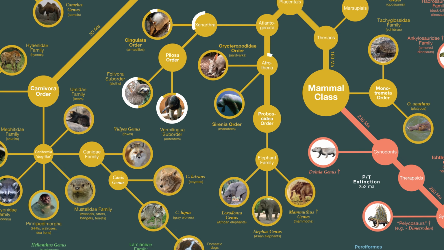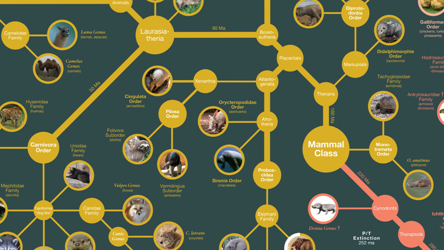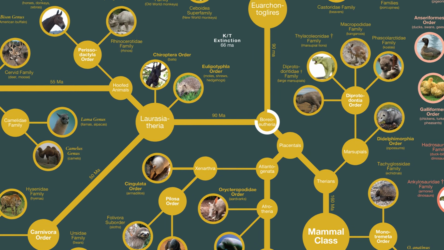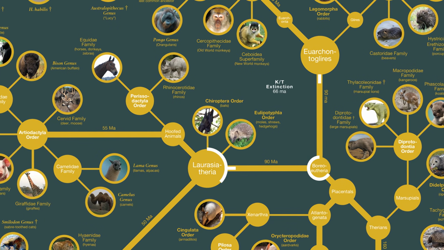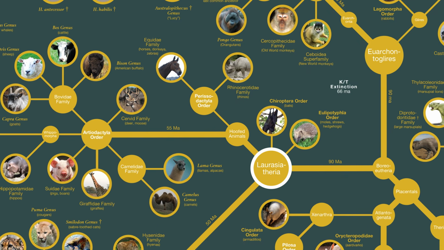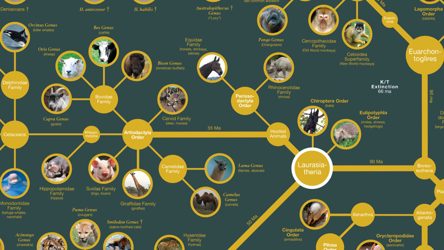In contrast, Afrotheria consists of aardvarks, manatees, and most notably, elephants, including the two main types still alive today, African elephants and Asian elephants. However, if we were to go back just 4,000 years, there would be a third kind as well, mammoths. For the rest of this video, we'll be dealing with Boreoeutheria, which can also be split in two. First, there's Laurasiatheria, which is named after that northern supercontinent I mentioned earlier.